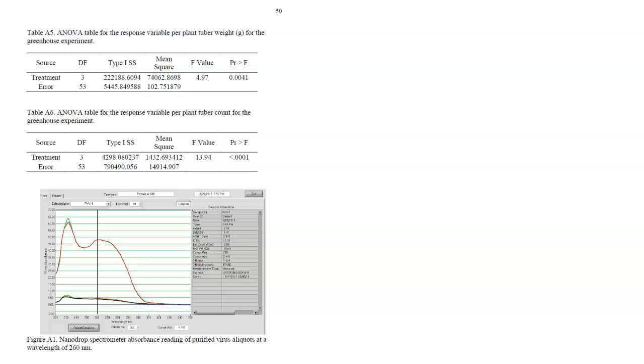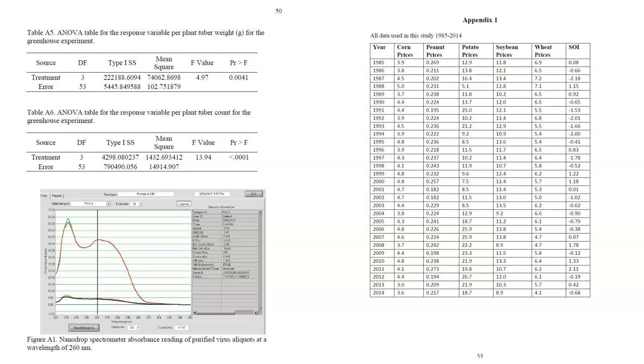And all of this is very interesting material for somebody who may be looking for that type of information. And here, this was out of a different one. This is all the data used in the study, from 1985 to 2014. They were looking at corn prices, peanut prices, potato prices, soybean prices, wheat prices, and SOI, whatever that is.